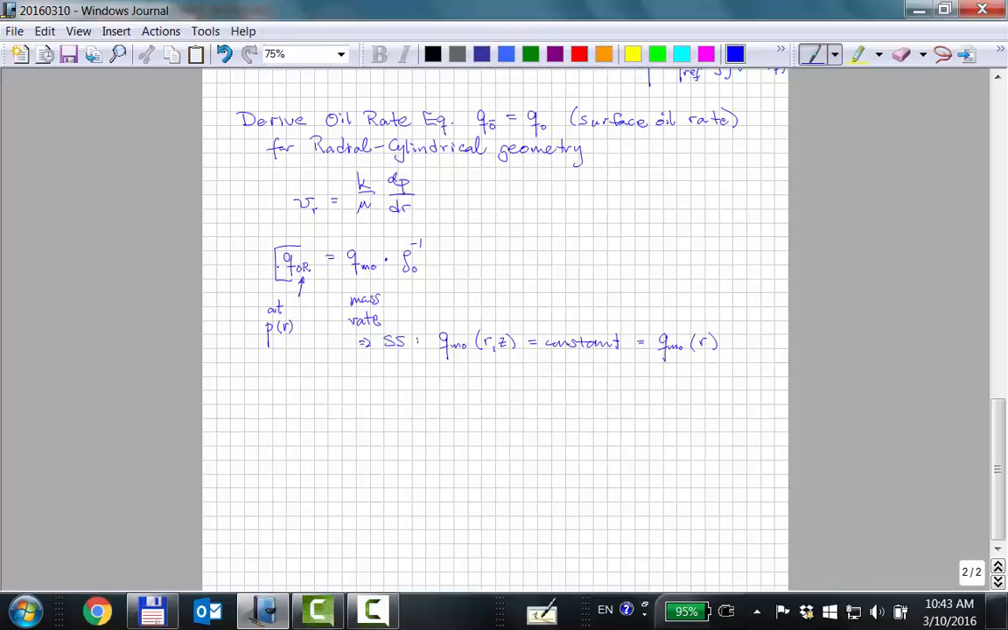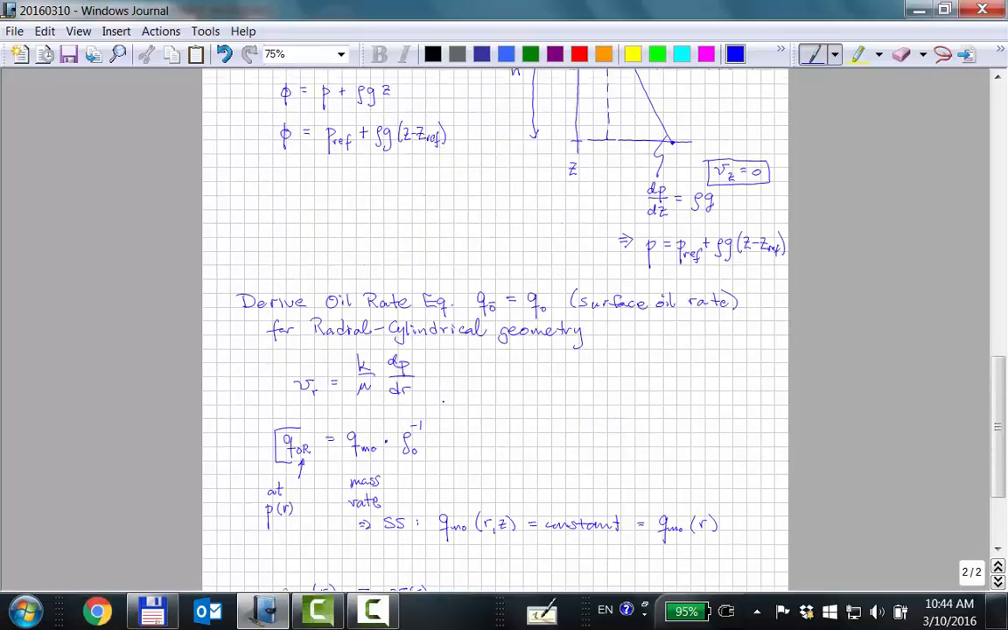Now, if we've got the velocity as a function of radius from the differential of the Darcy equation, how do we calculate the volumetric flux at any radius? What we want to know is the volumetric rate at some radius. What would that be equal to? Well, that would be equal to the velocity at that radius, times what?